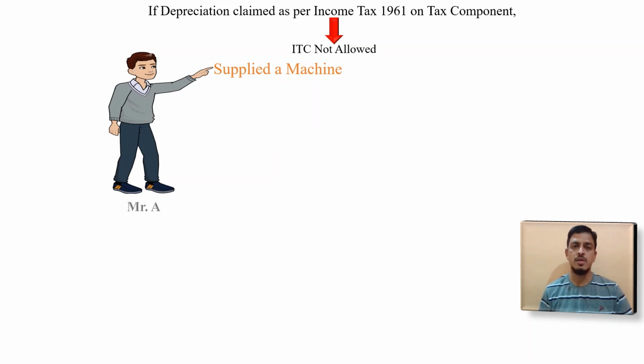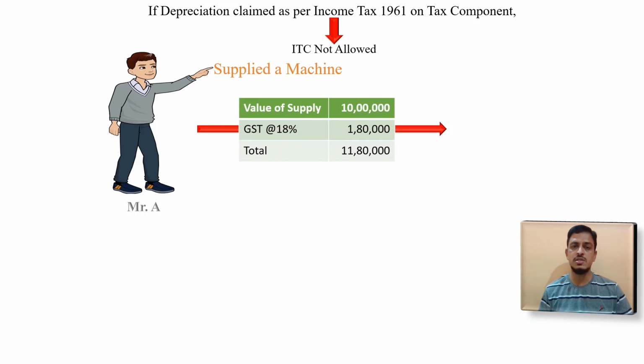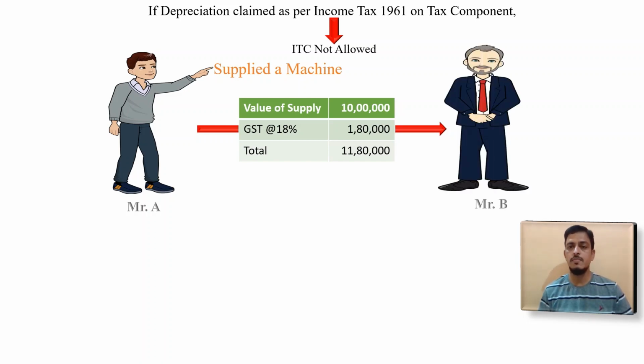Suppose Mr. A supplied a machine. Value of machine is 10 lakh. GST at 18%, that is 1 lakh 80,000, and total is 11 lakh 80,000. Now this supply is made by Mr. A to Mr. B. So Mr. A is a supplier and Mr. B is a recipient. Now in this case, how to record this transaction in the books of Mr. B?